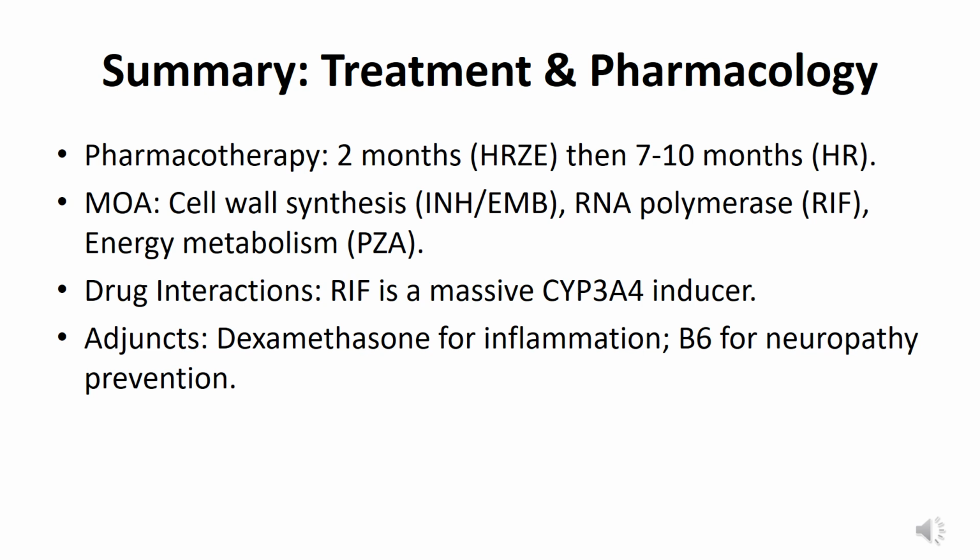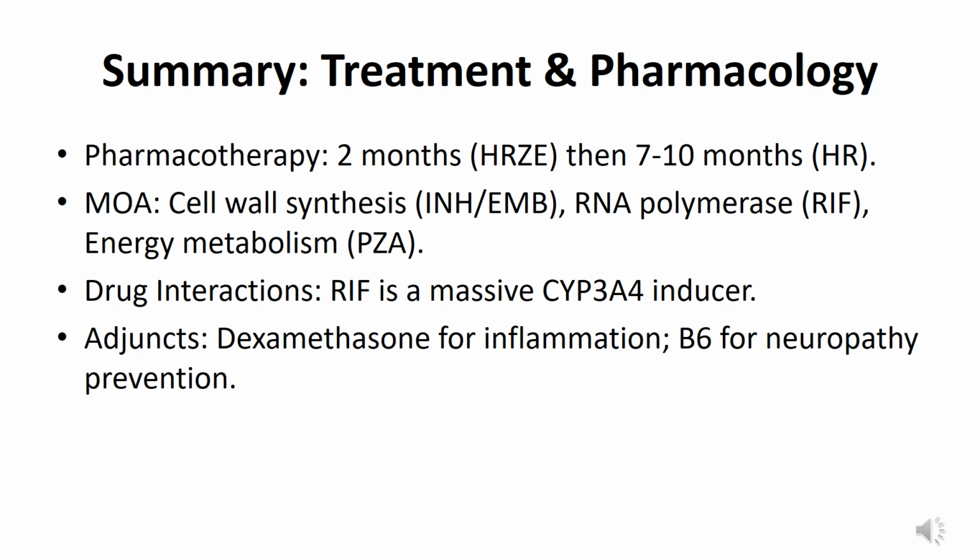These drugs are Isoniazid, Rifampicin, Pyrazinamide, and Ethambutol. Together, they are often remembered by the acronym HRZE. The purpose of the intensive phase is to rapidly reduce the bacterial population and prevent the emergence of drug resistance.